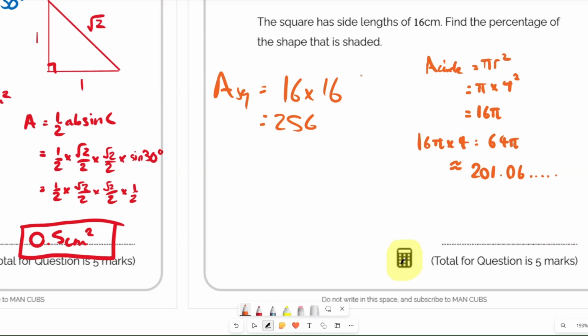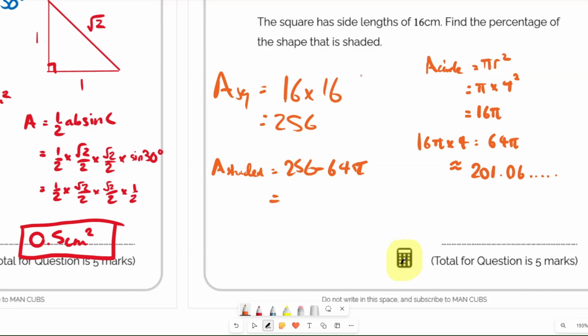So the difference, so just the area of the shaded region is going to equal 256 minus 64 pi. And then what you're going to do, you're going to put that into the calculator rather than 256 minus 201 point whatever, just so our answer is as accurate as possible, because sometimes if you round something beforehand and then use it in a calculation afterwards, there can be some accuracy lost.